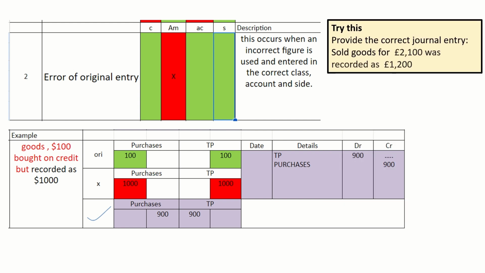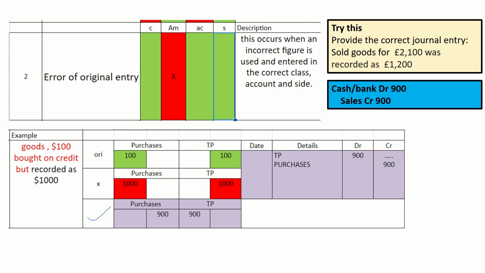Try this. Provide the correct journal entry. Sold goods for 2,100 was recorded as 1,200. Now let's check the answer. It should be cash or bank debit 900, sales credit by 900.